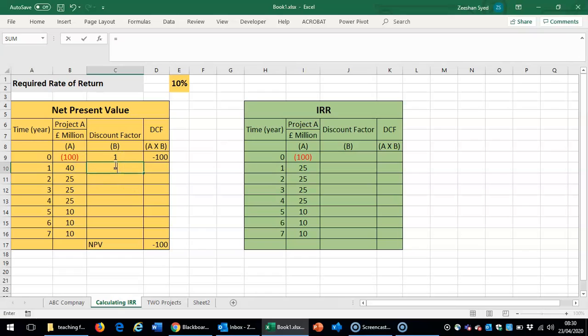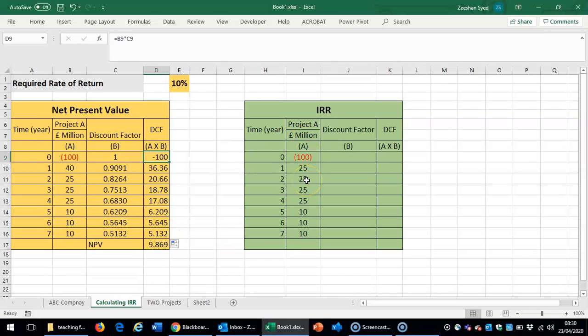Now again, the formula for finding the discount factor is 1 plus 10%. 10% has to be absolute. It has to remain fixed in every row. So raised to power minus 1. Just drag this down. Now this is this. So what we do here, we multiply this by this, this by this, and we have a positive NPV of 9.86 million.